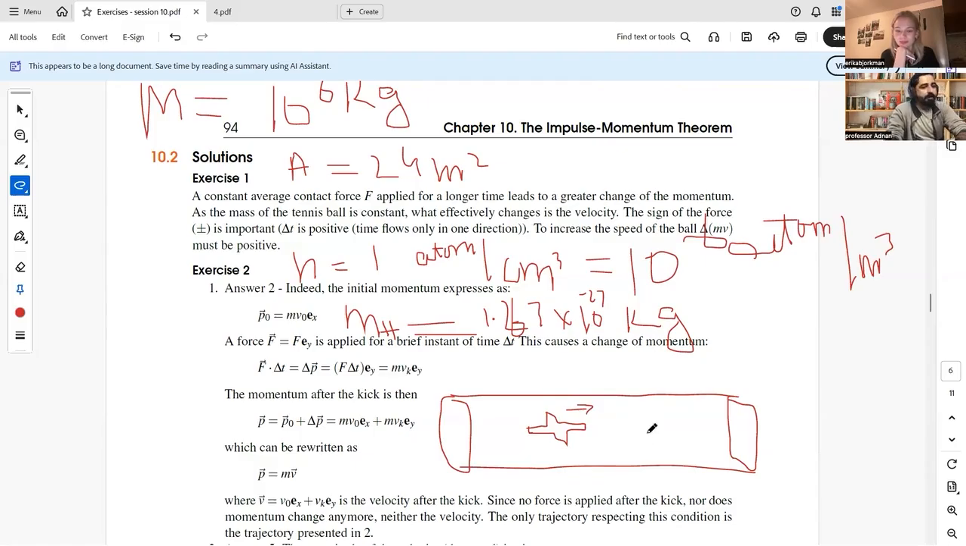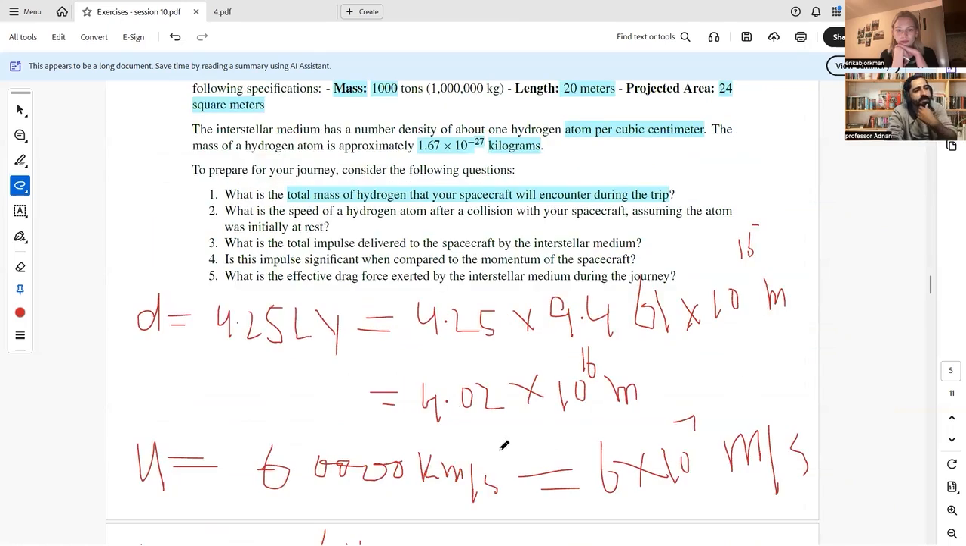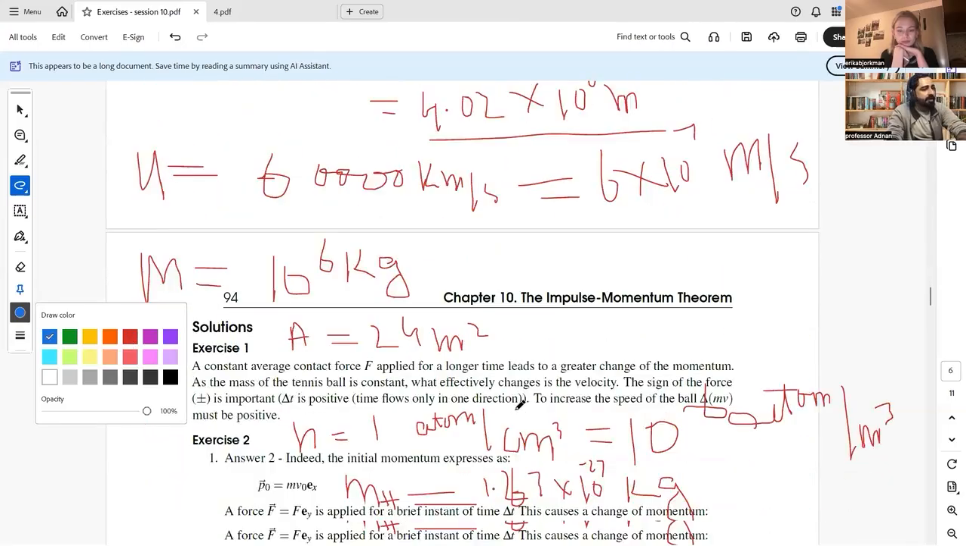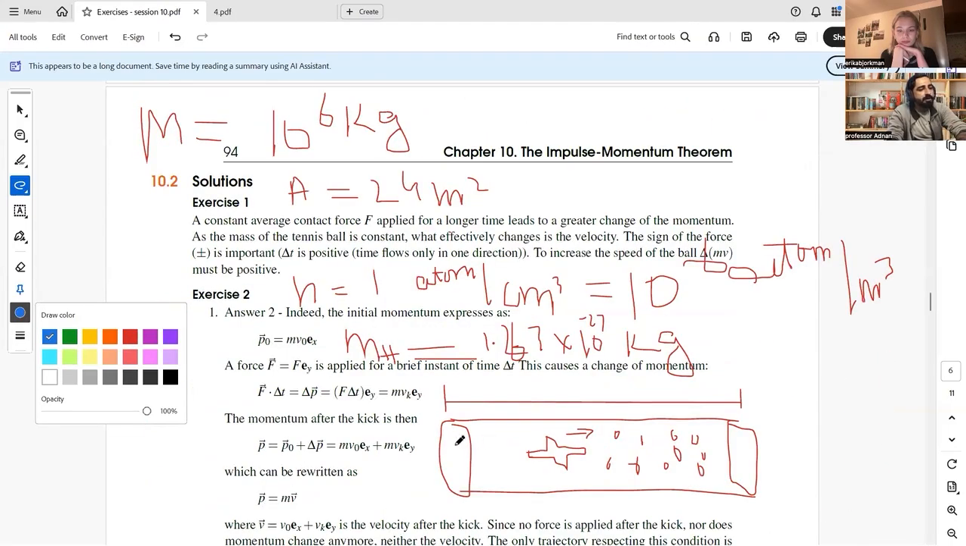We now need to understand the hydrogen atoms that are lying in its path, which it will need to encounter. The thing that we know is the distance from the point of departure to the point of landing. We have calculated it here, you can see that is the total distance. And we also have the area of this spacecraft.